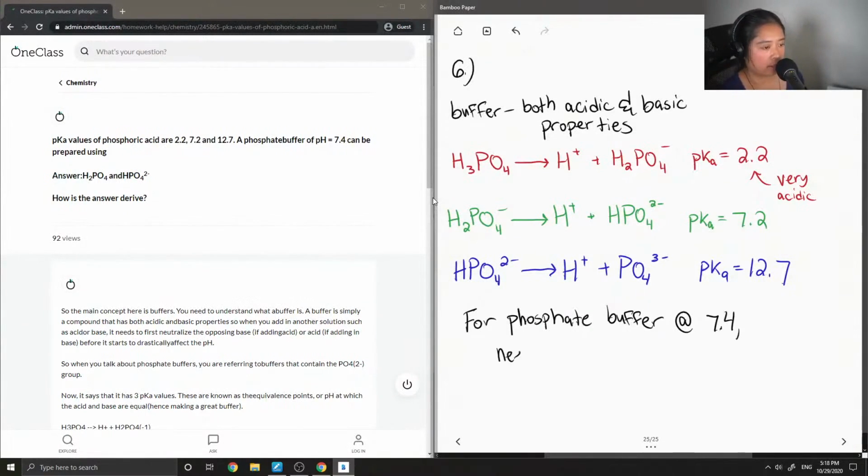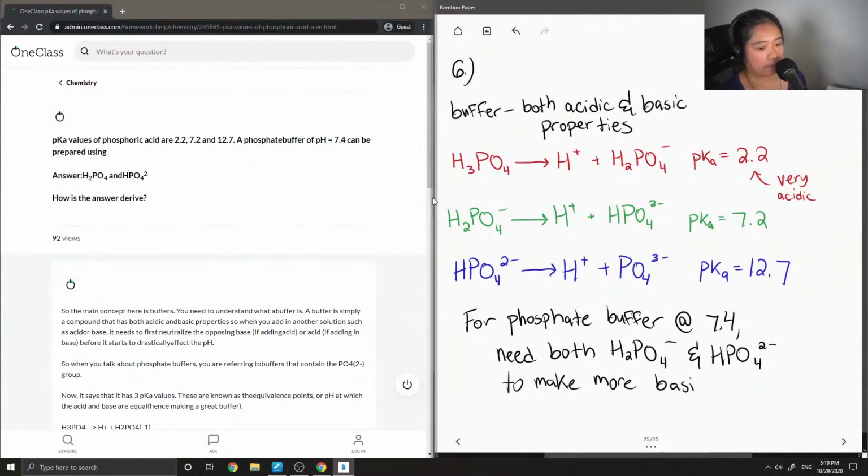we're going to need both H2PO4 minus and HPO4 2 minus, just to make it a little more basic. Because if we use just straight up phosphoric acid, whose pKa is 2.2, that'll affect the pH of the buffer so much that your buffer won't even be a neutral pH. It'll be so much lower. So that's why we need the H2PO4 minus and HPO4 2 minus.